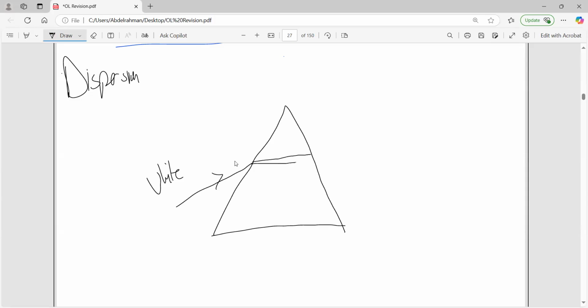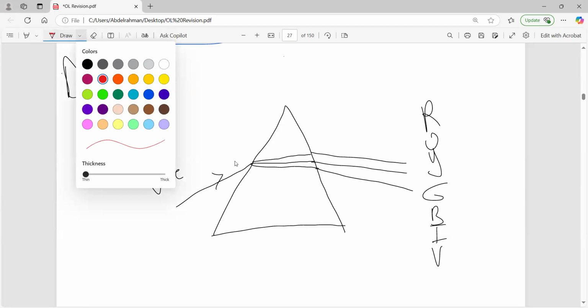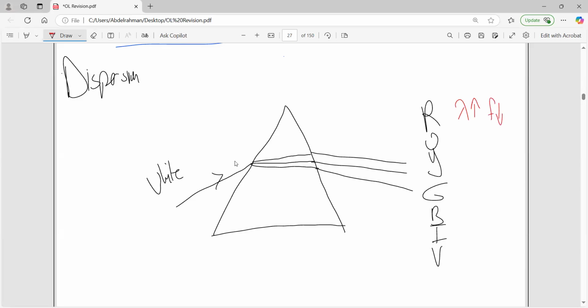It disperses into the seven colors we know of, which are ROYGBIV: red, orange, yellow, green, blue, indigo, and violet. Red has the longest wavelength and the least frequency. Violet has the shortest wavelength and the highest frequency.